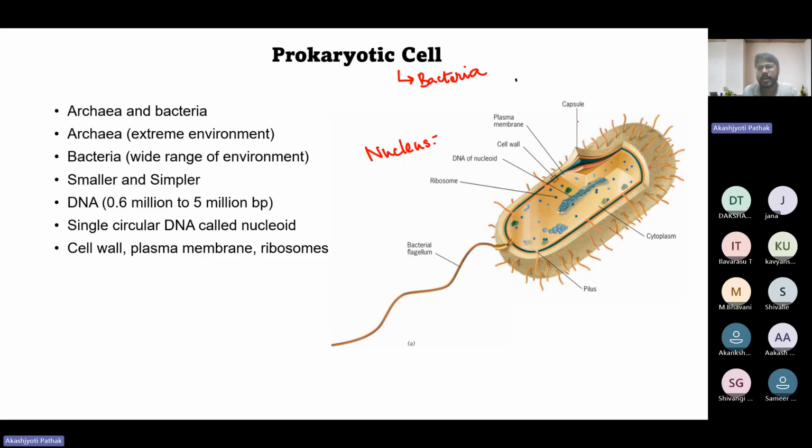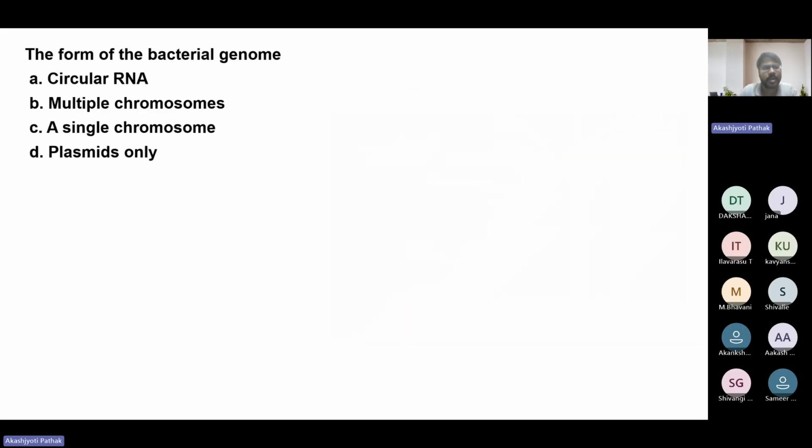So other than these, outside the cell wall, there can be a capsule. The capsule confers different properties. Not all bacteria have capsules. There are certain bacteria which have capsules, which confer pathogenicity to the bacteria, or can help the bacteria attach to different substrates. So these are some of the structures which are present in a prokaryotic cell.